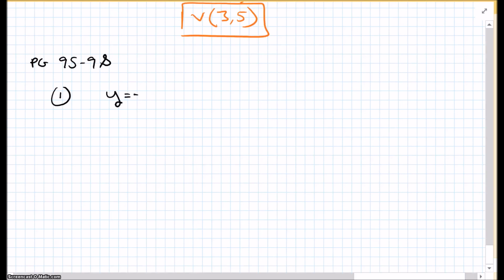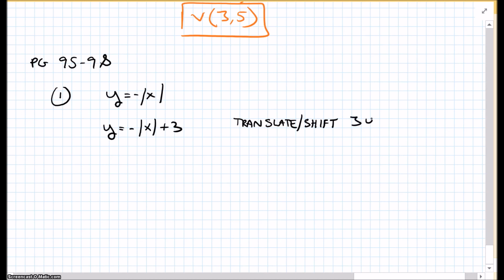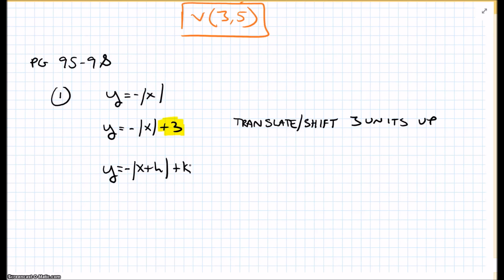So I have y equals negative absolute value of x, and then y equals negative absolute value of x plus 3. Well, we're basically going to move this thing up. We're going to translate or shift it 3 units up. How do I know? Because of the difference. Remember, our equation looks like this: y equals the absolute value of x minus h plus k. So you see a plus k. So for number 1, we're just going to translate it or shift it 3 units up.